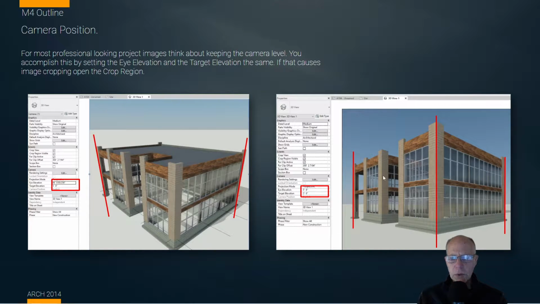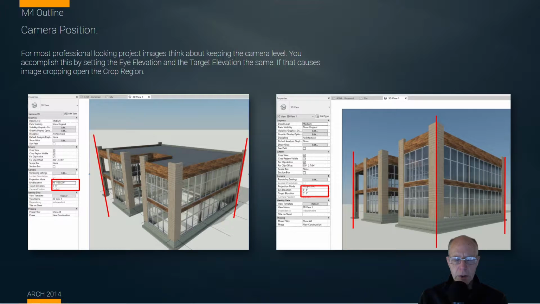And you might say, well, sometimes I can't get everything I need in the view. If I'm using those two same elevations, the top of my building is cut off. But that's easily corrected by opening up the crop region. And generally, in almost all cases, you can get the full view of the building in and keep the lines vertical, especially paying attention once again to that idea of eye elevation and target elevation being the same, meaning the camera's looking straight ahead.